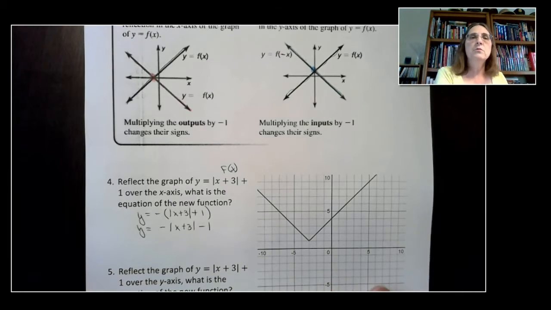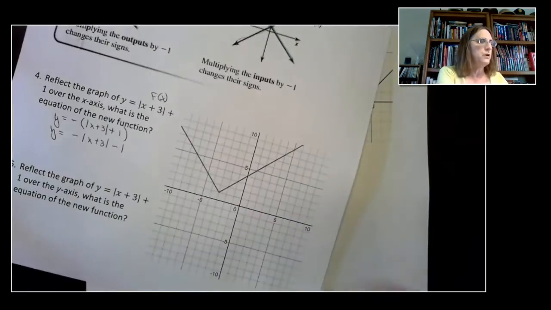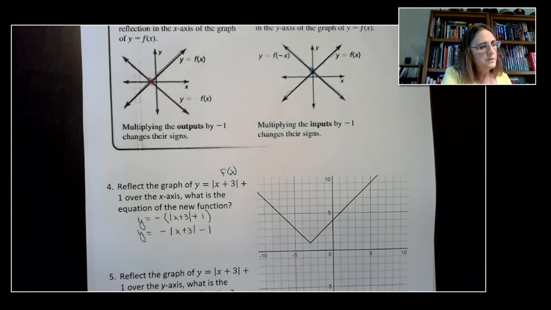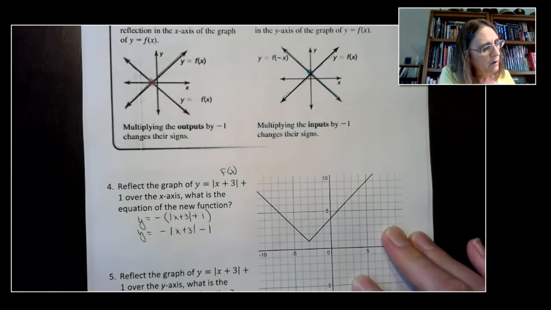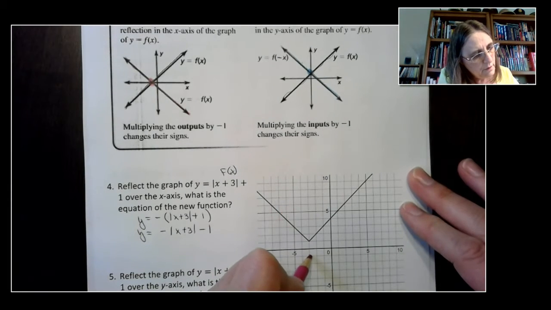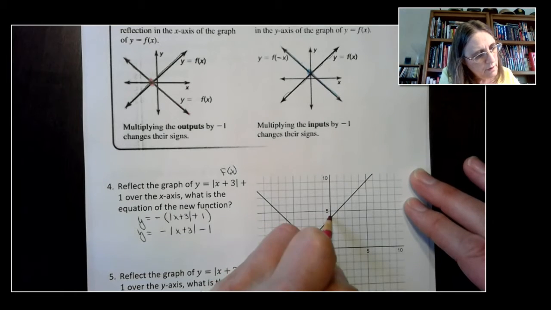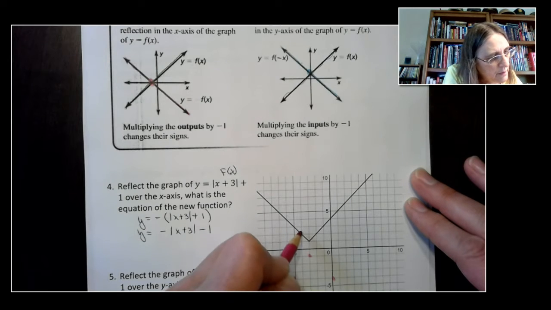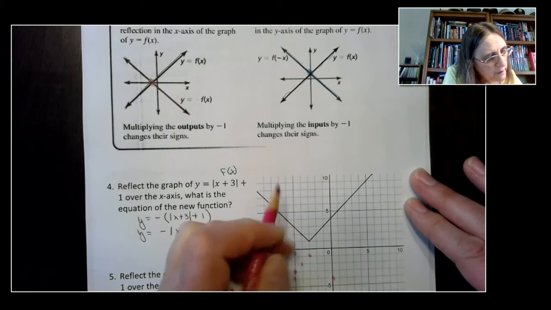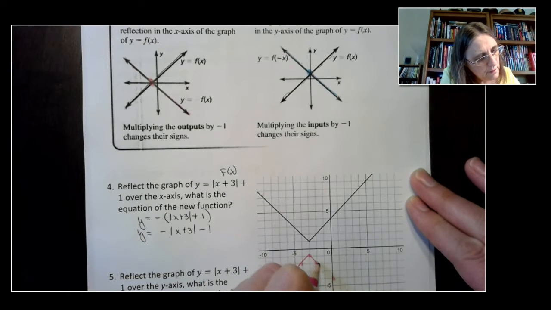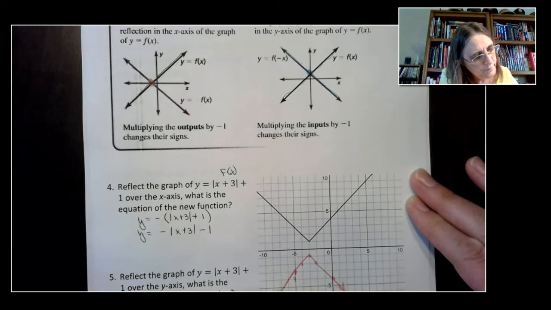So let's see if this graph looks right when I do the physical transformation here. I want to reflect this over the x-axis. So I'm going to take all of the points and just reflect over the x-axis here. So across the x, there's our new vertex. Across the x, across the x. Excuse me, that point's here. And this point is here. Here is our new graph.